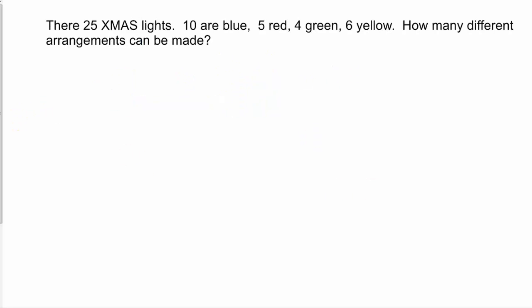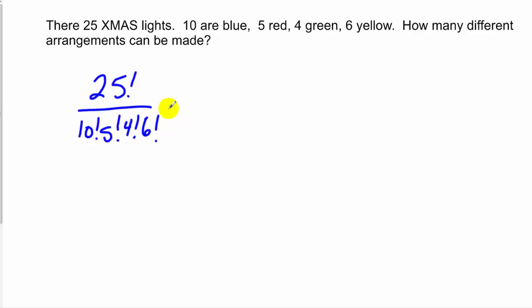So you've got 25 Christmas lights, 10 are blue, 5 red, 4 green, and 6 yellow. How many different arrangements of those 25 lights can you have? Well, we're taking all 25 and arranging those. We've got a whole slew of repeats: 10 blues, 5 reds, 4 greens, 6 yellows. And this can all be done on a calculator. And the answer in this case is rather large. We get about 2.06 times 10 to the 12th power.